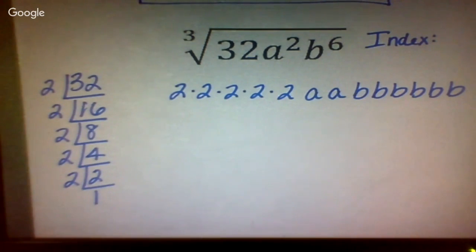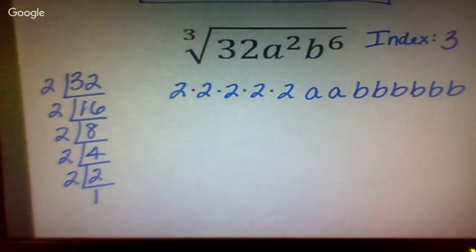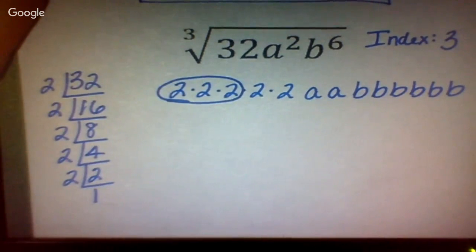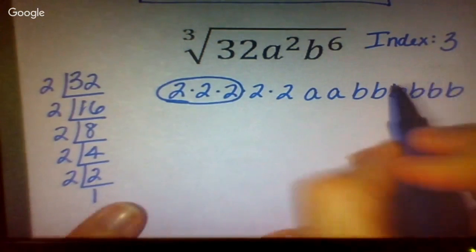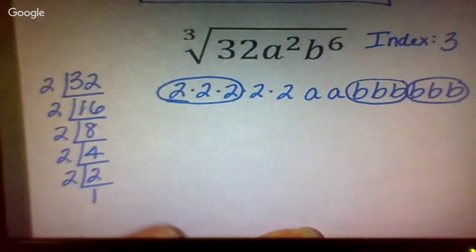Okay. What is my index this time? Okay. 3. My index is a 3. So now instead of circling in 2's, I'm going to circle in 3's. So I've got 3 2's that I can circle. I only have 2 left, so I can't circle anymore. I only have 2 A's. Can't circle those. I need 3. But I can circle a group of B's and another group of B's.